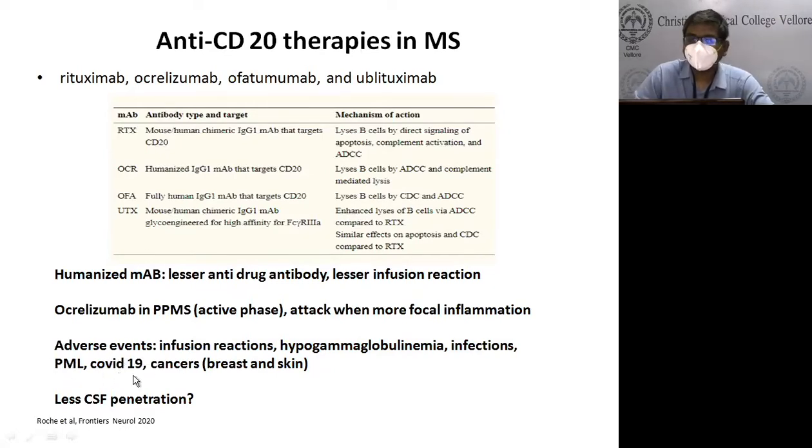COVID-19, of course, is a risk because of B-cell therapies, but again, an emerging topic. And risk of cumulative cancers like breast and skin cancers over a long period of time. One other concept is how much penetration occurs with these drugs, all these anti-CD20 therapies. So this could be one reason why these drugs are not very active in the progressive forms of MS, where the inflammation is more central. They started early when the inflammation is more peripheral, so probably they are more effective.